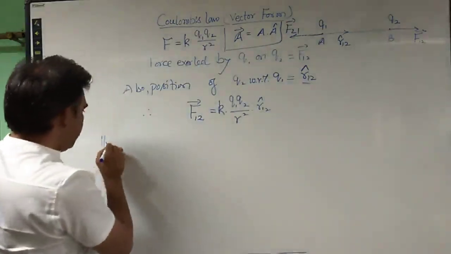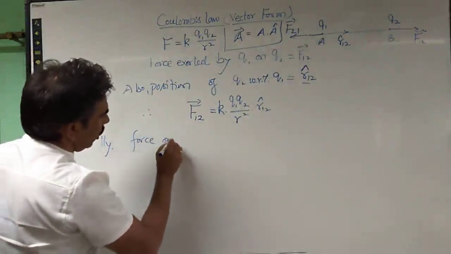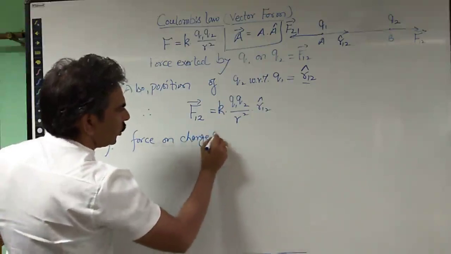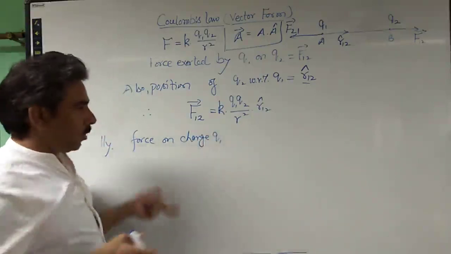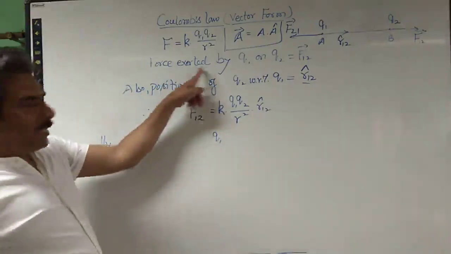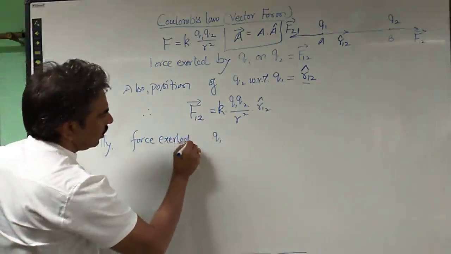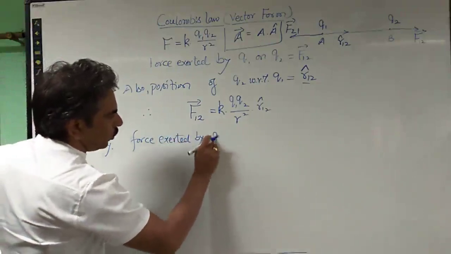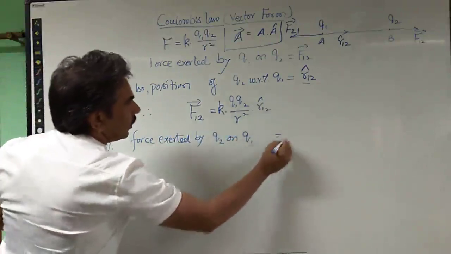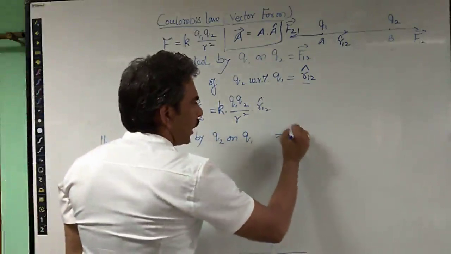So here similarly, force on charge Q1. Now we are taking the force on charge Q1, or if I have to write in the same language, then I can write force exerted by Q2 on Q1. This I can represent as F21 vector.